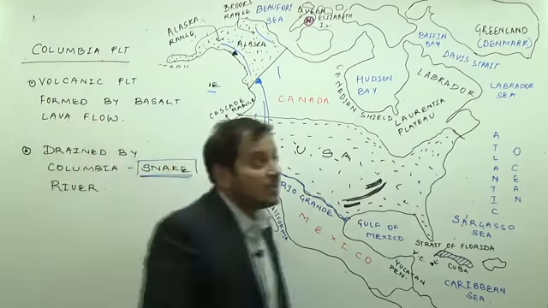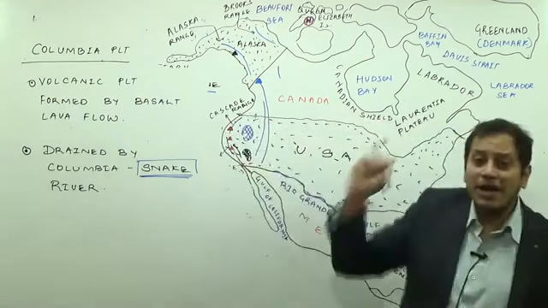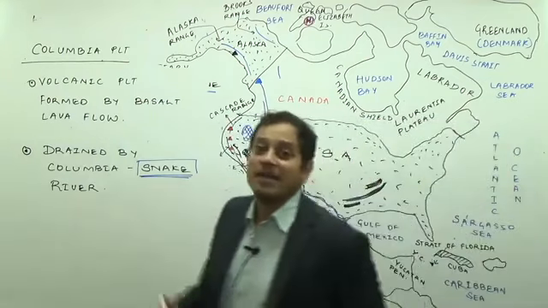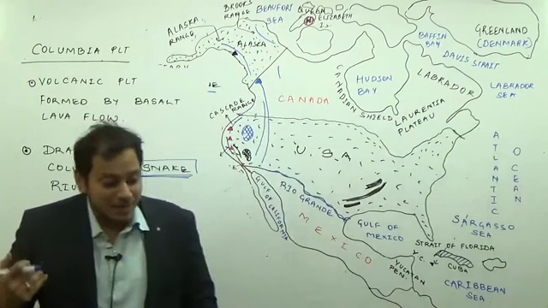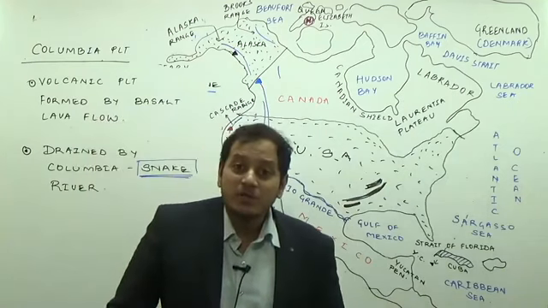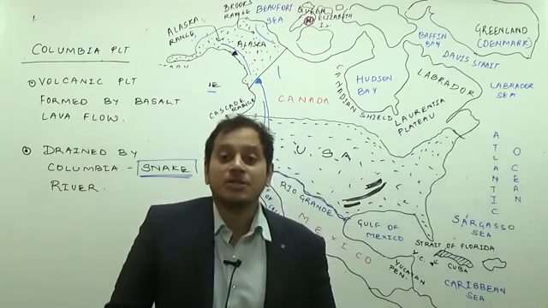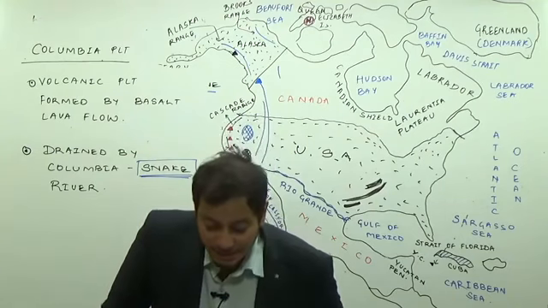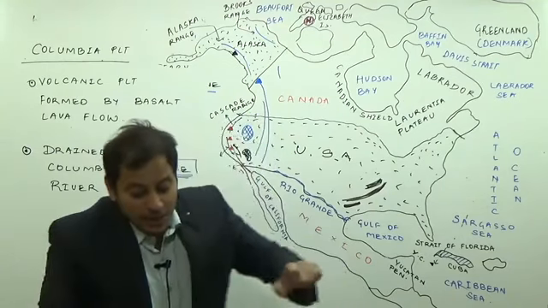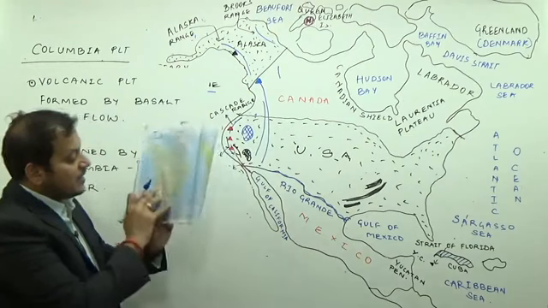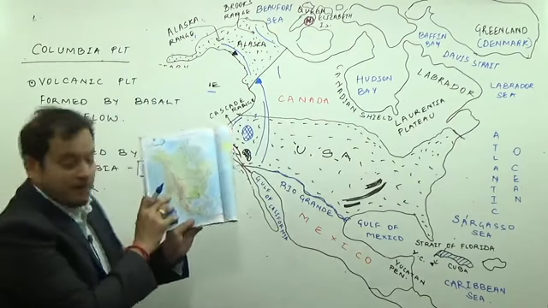So repeat with me. The Columbia Plateau is a volcanic plateau which is drained by the Snake River. Many times a question has been asked in the examination on this, that it is drained by the Snake River.